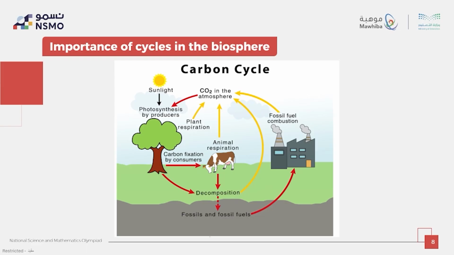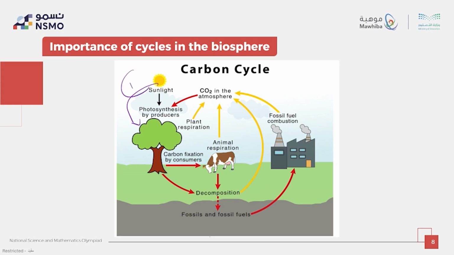Let's talk about 5 steps of the carbon cycle. Let's talk about the first one: photosynthesis by producers. Plants absorb carbon dioxide from the atmosphere and use sunlight to make food, glucose. This is the first one.